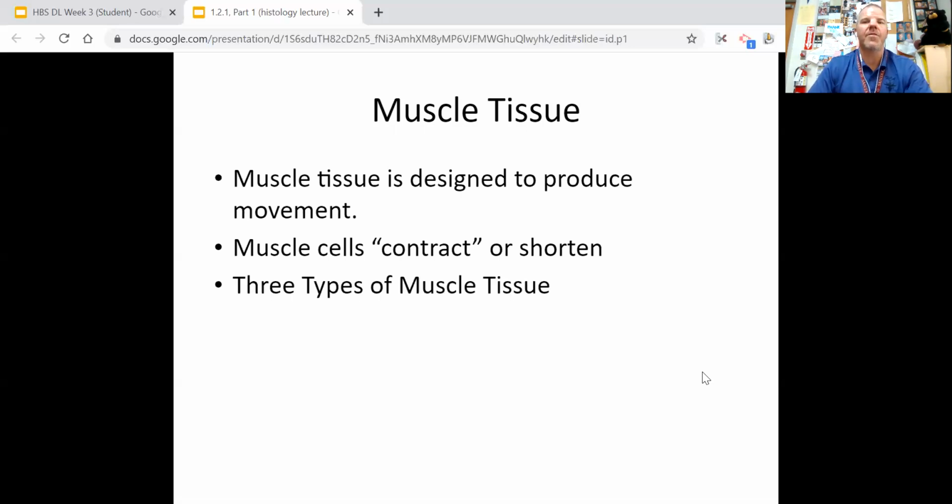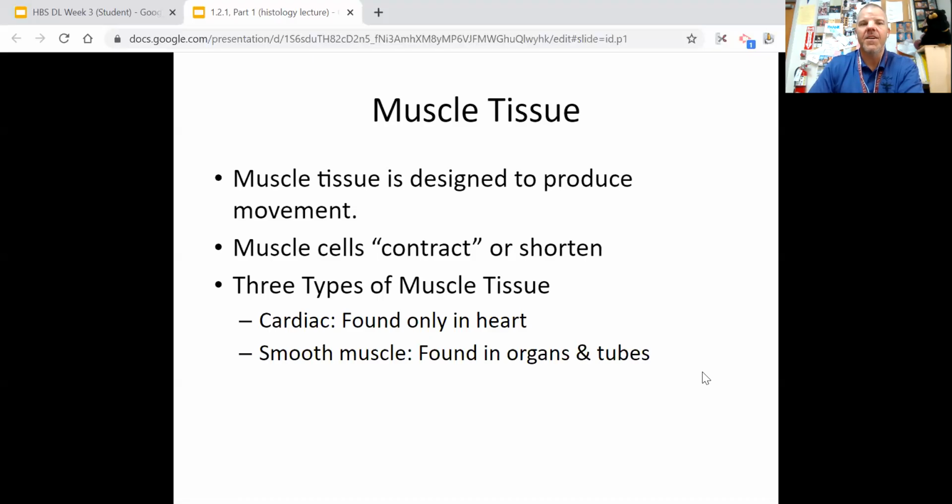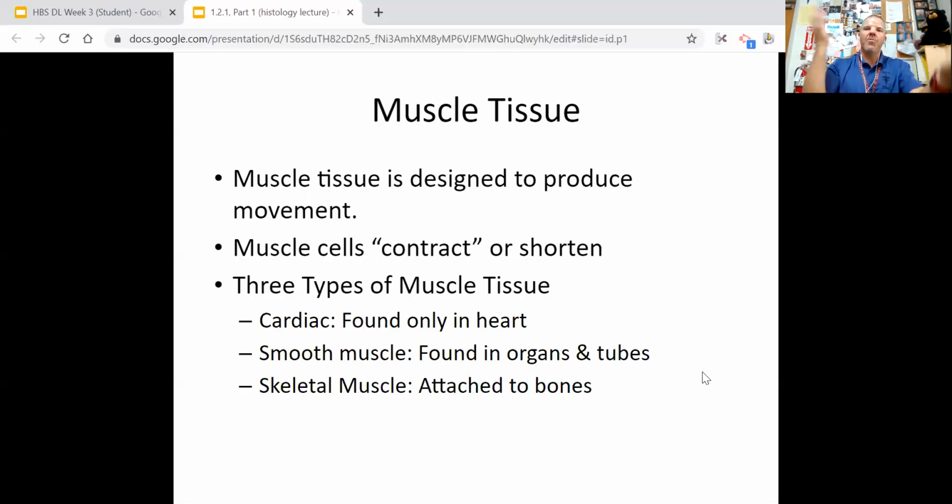And there are three types of muscle tissue. There's cardiac muscle, found only in the heart. There is smooth muscle, found in organs and tubes. And then there's skeletal muscle, which is attached to the bones. And this is the muscle that you're most familiar with. Skeletal muscle is the muscle that creates the movement of my limbs, and anything that I physically am moving consciously is probably skeletal muscle.